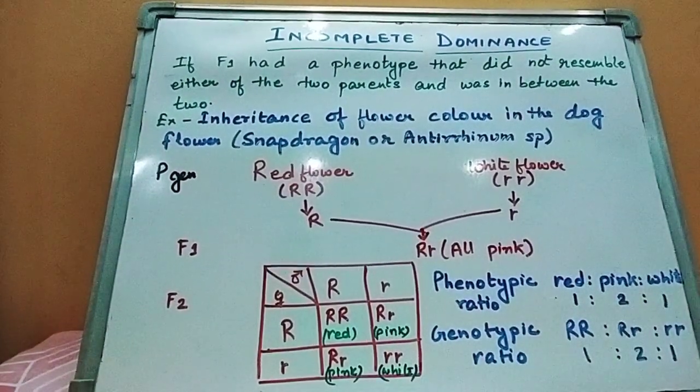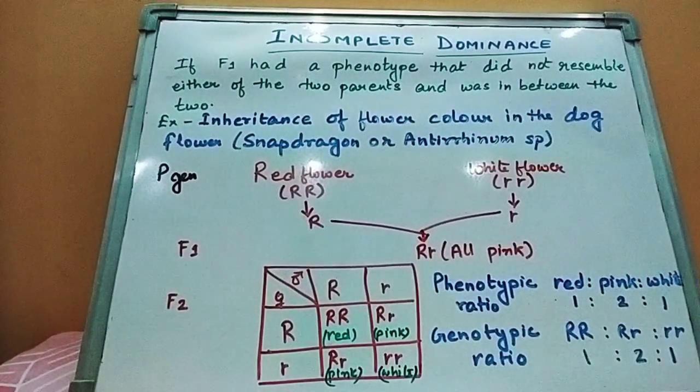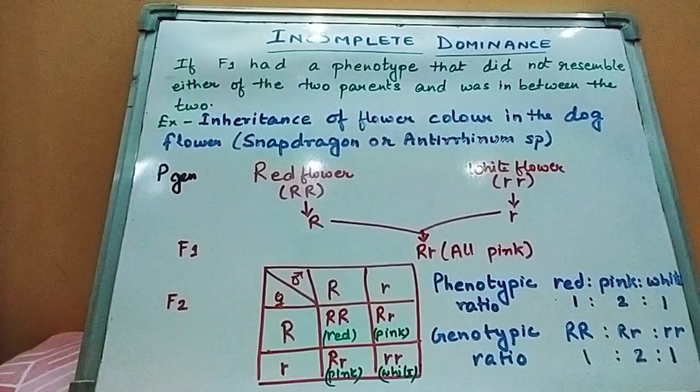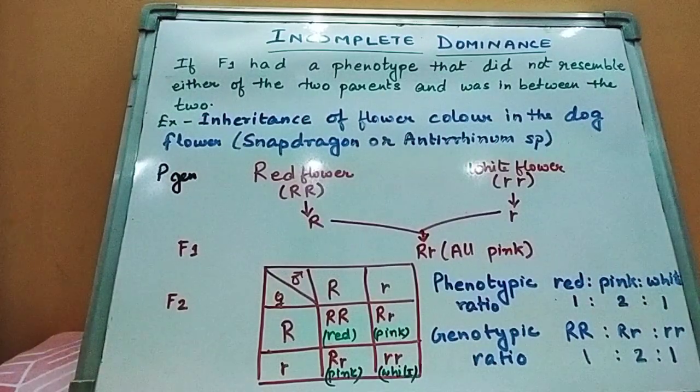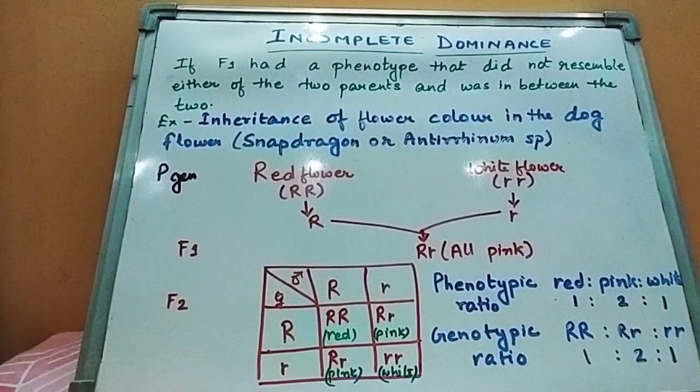So today, with the chapter inheritance and variation, that is genetics, I've come with a topic called incomplete dominance. In my previous video I talked about monohybrid cross, where we discussed the law of dominance and law of segregation by showing the crosses between the homozygous tall and recessive dwarf plant and producing their resulting offspring in F1 and F2 generation.